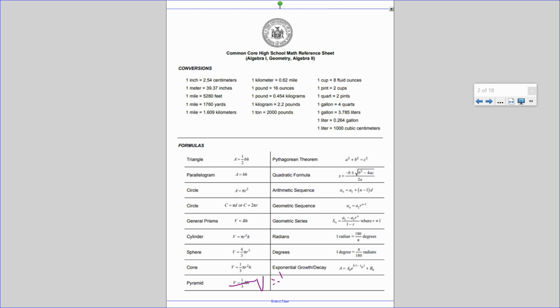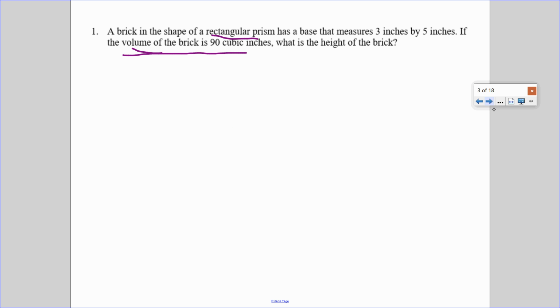V equals 1/3 length times width times height. So we're going to cross out general prism. We're going to write area of the base times the height. And we're going to write in rectangular prism. V equals length times width times height. So rectangular prism is length times width times height.